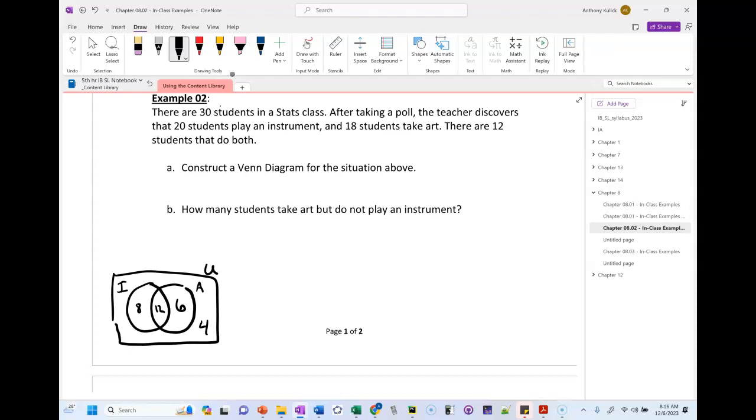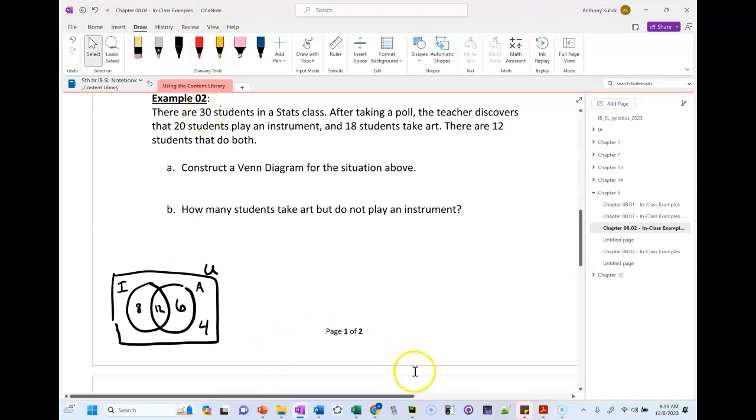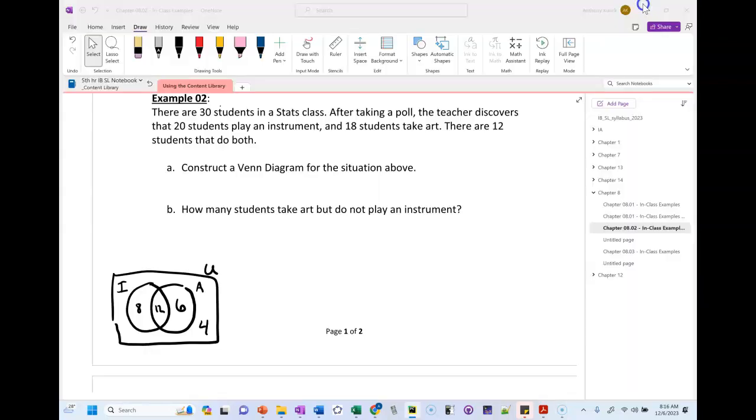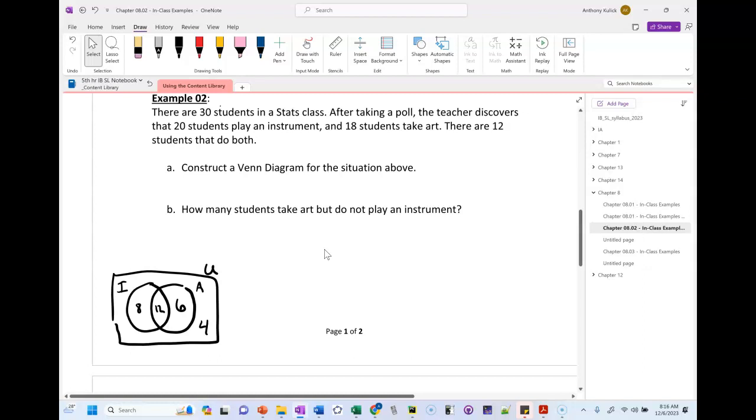Is that okay? Again, there's no penalty for wrong answers or having to talk it through or whatever. I'm not trying to embarrass anybody. We're just trying to learn how to do some stuff, right? Refresh our memories. We had done this a little bit last time, but it's been some days. Gavin, you're up next. You're being asked how many students take art but do not play an instrument.